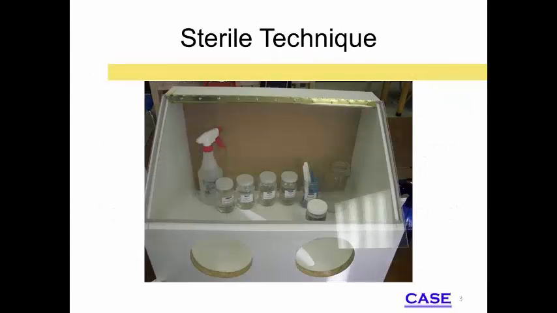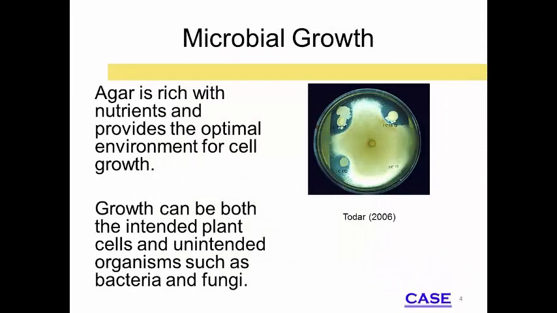A transfer chamber, laminar flow hood, or bacterial safety cabinet is used to minimize the potential of contaminants being introduced into the culture dishes. Nutrient-rich agar is necessary to support cell growth for tissue culture. However, the conditions are perfect to support the growth of bacteria and fungi. Bacteria has contaminated the culture in this picture.